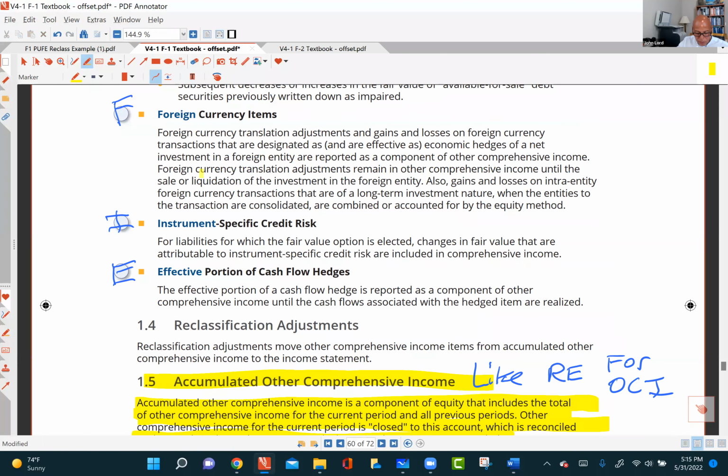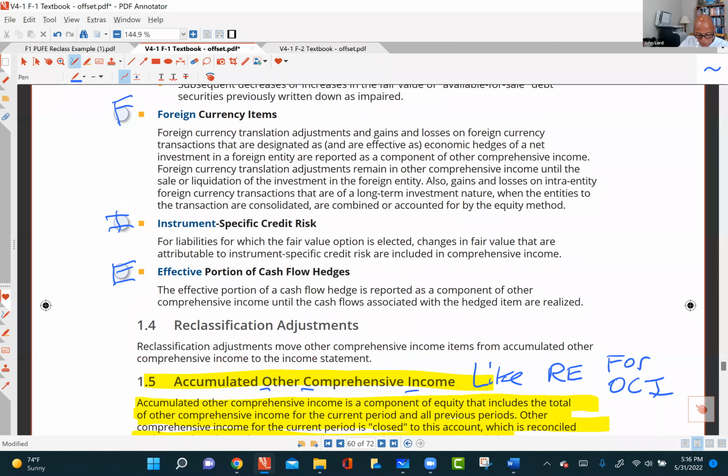May I ask a question? Yeah. Oh, you're writing, I'm sorry. It's like RE for OCI. What does OCI mean? Other comprehensive income. Okay, thank you. Yeah, OCI is other comprehensive income.